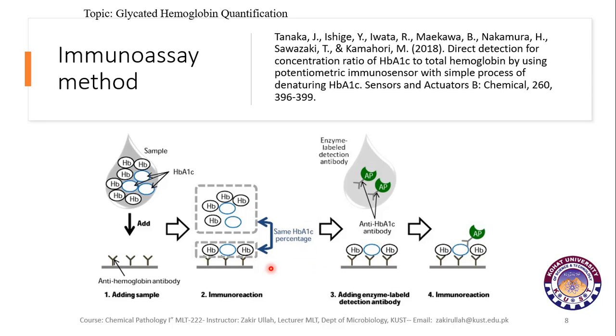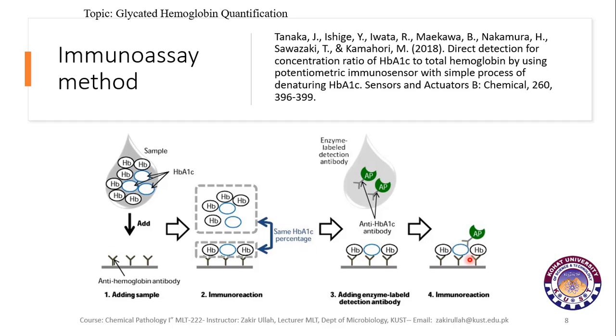After attachment of this antibody with the hemoglobin, another anti-HbA1c antibody, which is attached with the enzyme-linked detection antibody, is also added to this. So, this enzyme-linked HbA1c antibody is attached. The amount of color produced by the immune reaction is directly proportional to the concentration of HbA1c present.